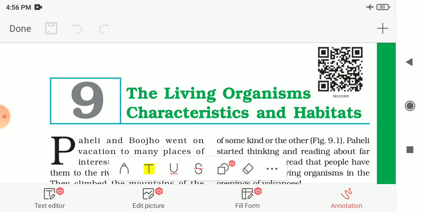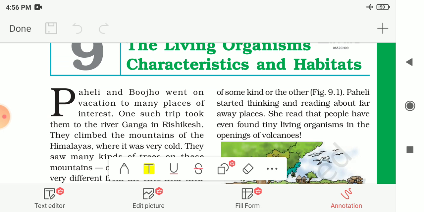The chapter name is The Living Organisms, Characteristics and Habitat. In this chapter we are going to study the characteristics of different living organisms and their surroundings, as well as their habitat, that means the place where they are living. So before that, let me see the different surroundings of different places or regions.